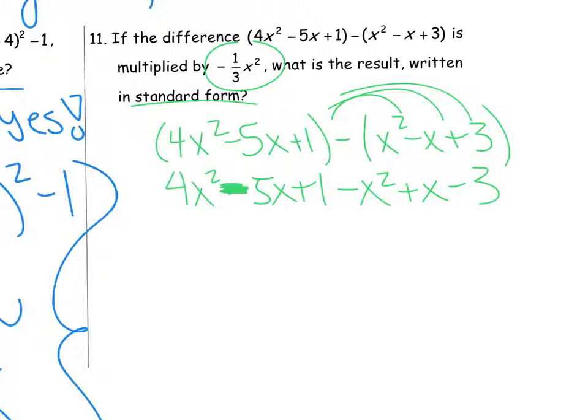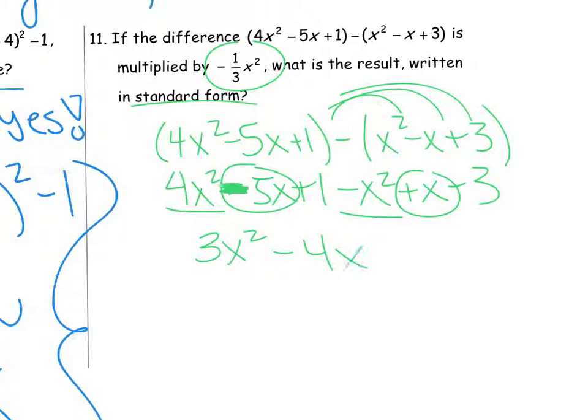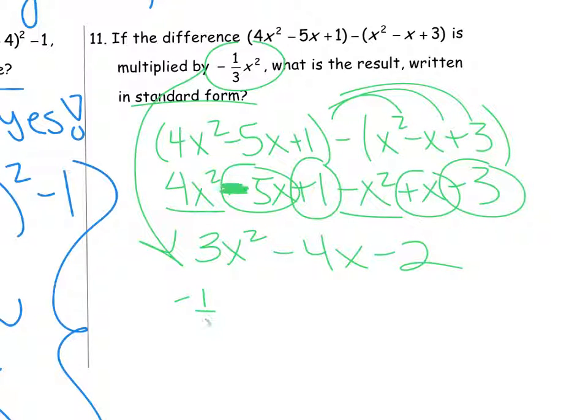We have stay, change, change. Okay, let's combine like terms. I have 4x squared and negative x squared is 3x squared. I have negative 5x and positive x is negative 4x. And I have positive 1 and negative 3 is negative 2. Now I need to multiply this. This needs to be multiplied by that negative 1/3 x squared. Let's not forget that last piece.